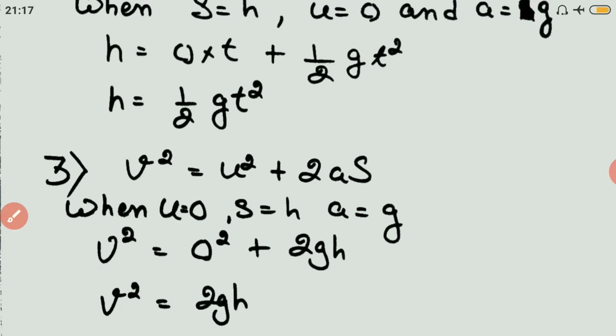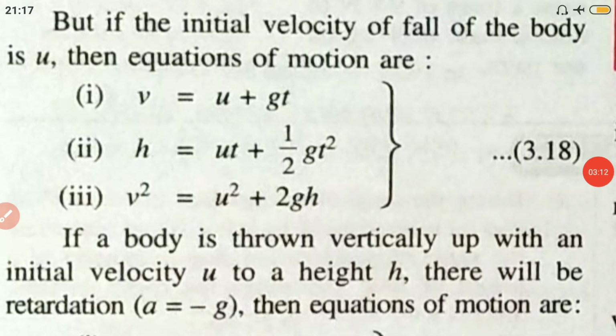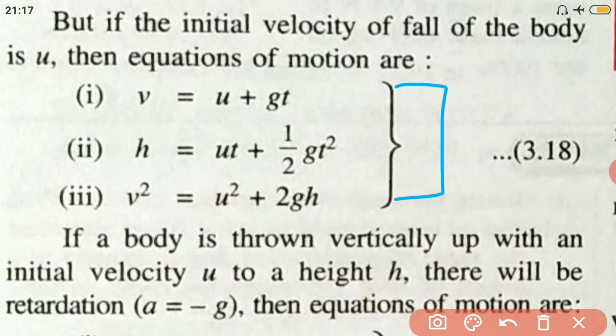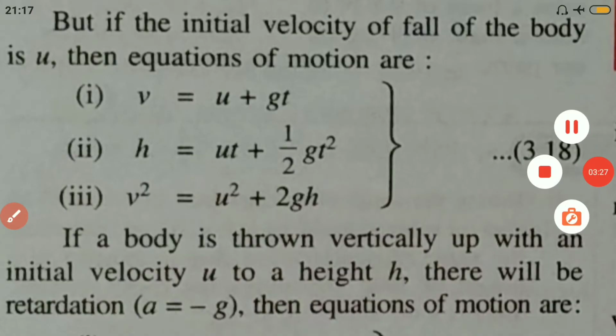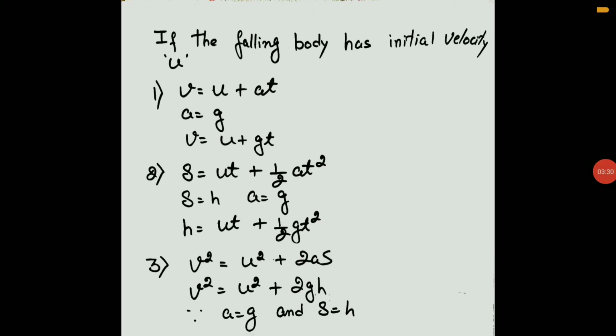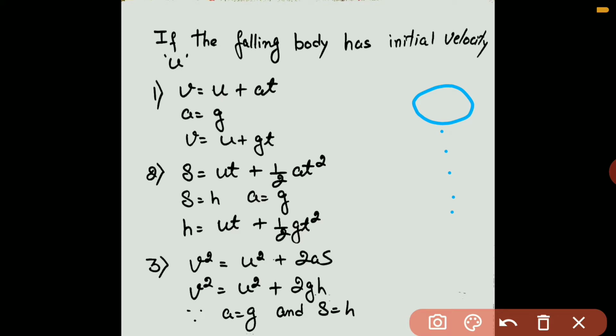Now, going to the next scenario. The next scenario is, if the initial velocity of fall of the body is u, then the equations of motion will become this. Let us see how. Here, in this condition, the object is already falling down, where it will have some initial velocity. Let it be non-zero, so let us consider it to be u.